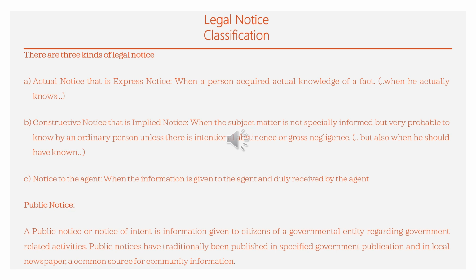Next one is constructive notice, that is implied notice. When the subject matter is not specifically informed but very probable to know by an ordinary person, unless there is intentional absence or gross negligence. In the law or in the section, it mentioned, but also when he should have known. Therefore, according to the reasonableness, the parties should have known it.